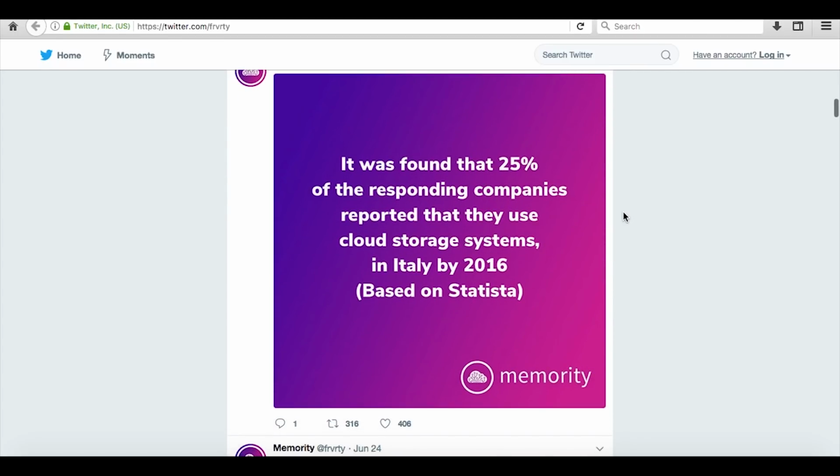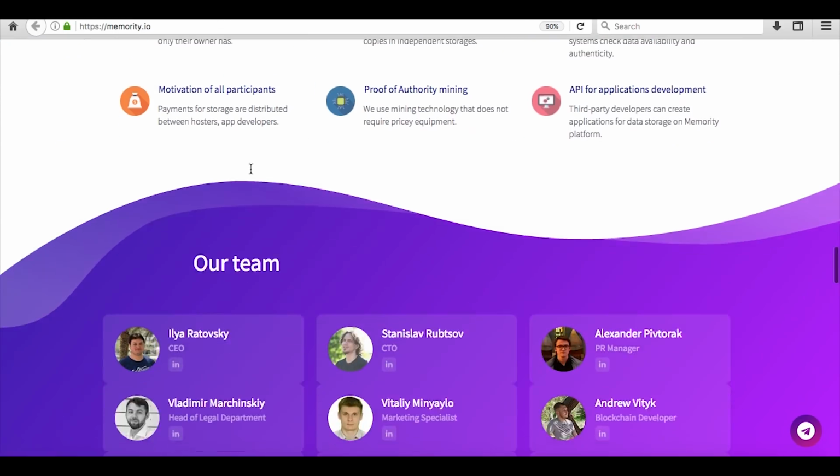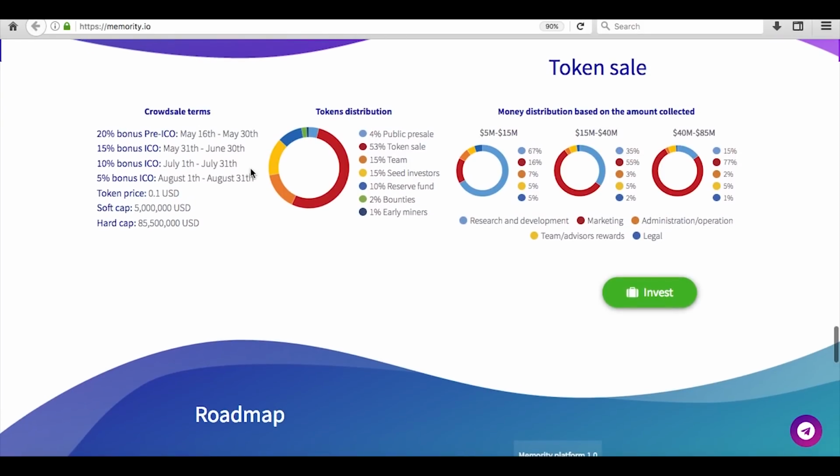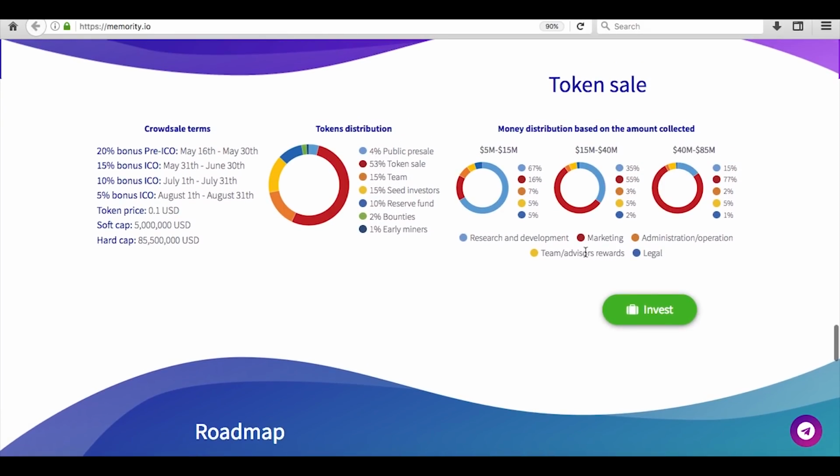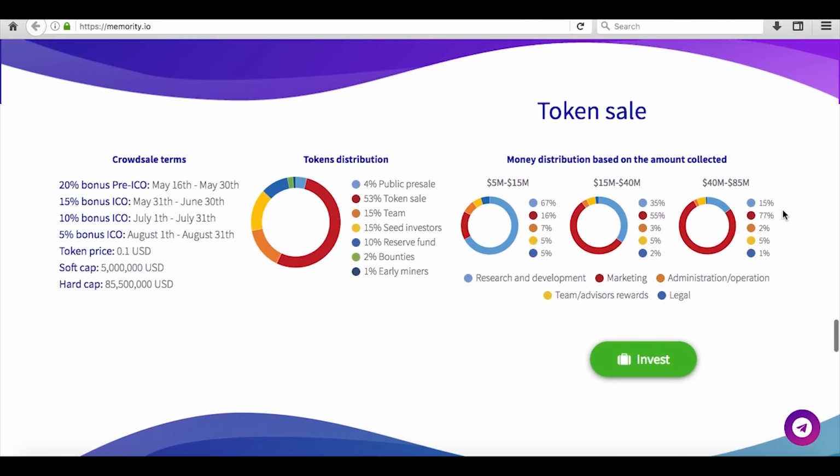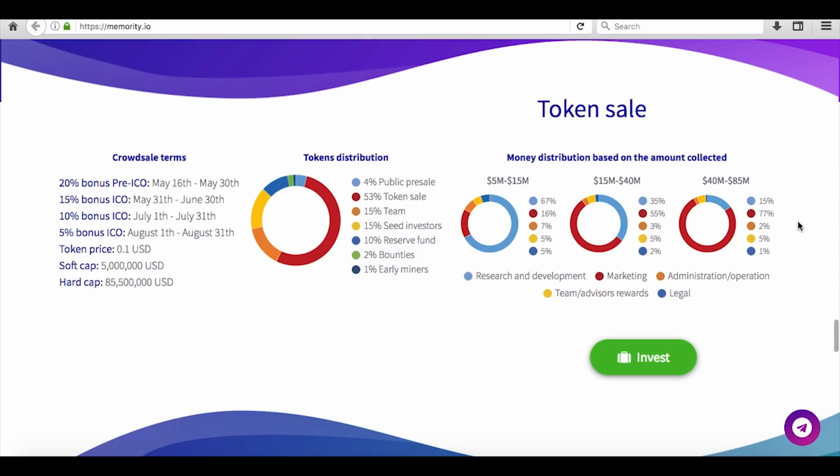Token sale details. The token sale is currently active. Total tokens are 1.5 billion EMT tokens. Pre-sale and token sale tokens, 855 million. So that's 57% of all tokens, EMT tokens, available to the public. Token prices, one EMT is 0.1 USD.